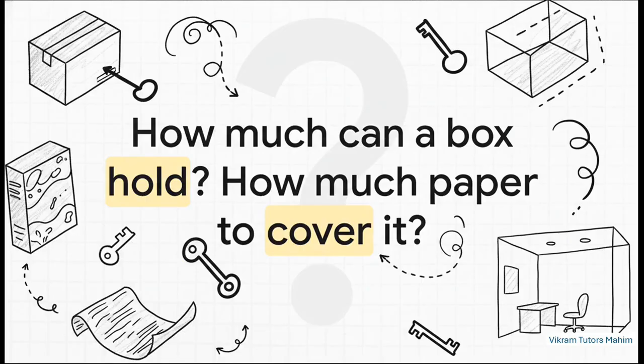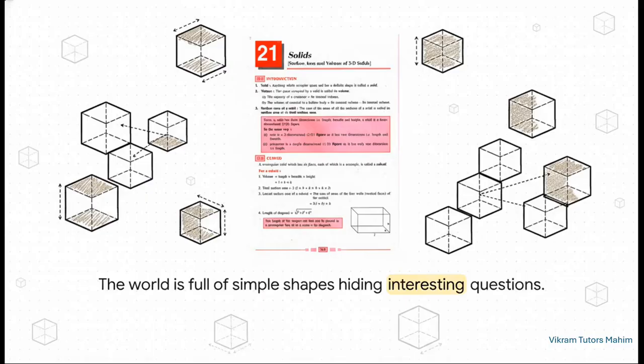That Amazon package on your doorstep, the cereal box in the kitchen, heck, even the room you're sitting in right now. The answers to these questions are kind of locked away inside their dimensions, and today we're going to find the keys. And the main key is understanding shapes, just like this one, the good old cuboid. Yeah, it looks pretty basic, but it is an absolute powerhouse of geometric secrets that help us measure, build, and just make sense of the space we live in.